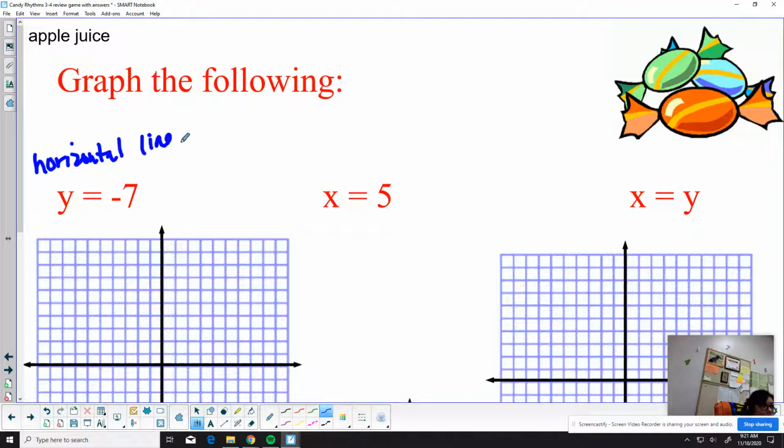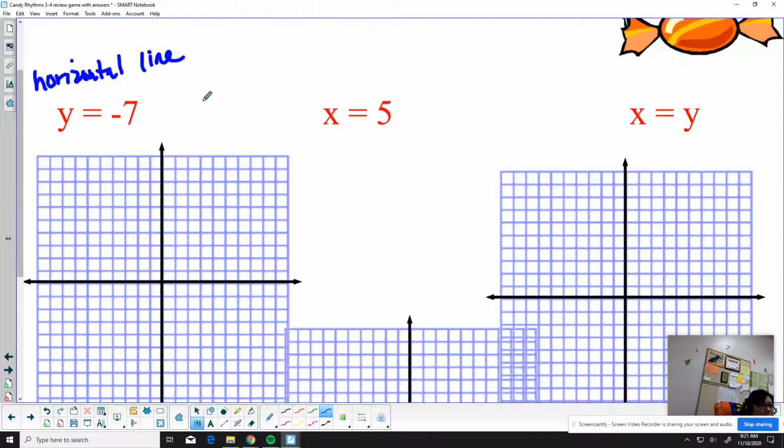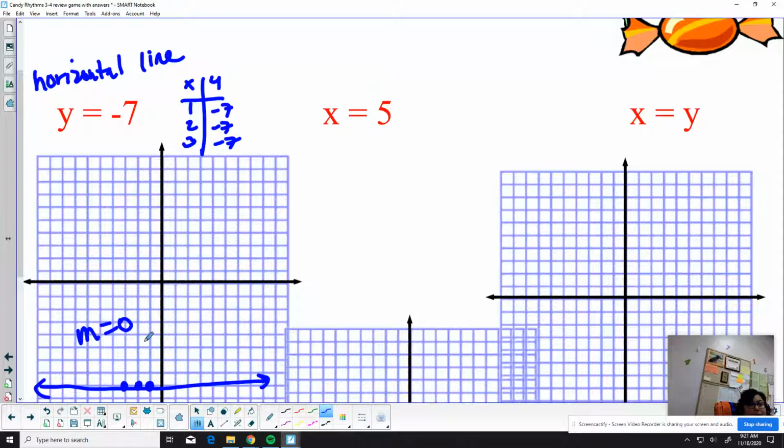And if I'm not sure, if I can't remember, I make myself a little table where y is always -7. And I can choose any number for x because there's no x. So if I graph this, (1, -7) would be down here, (2, -7), (3, -7). So it would be this flat little line. The slope of a flat line is 0.